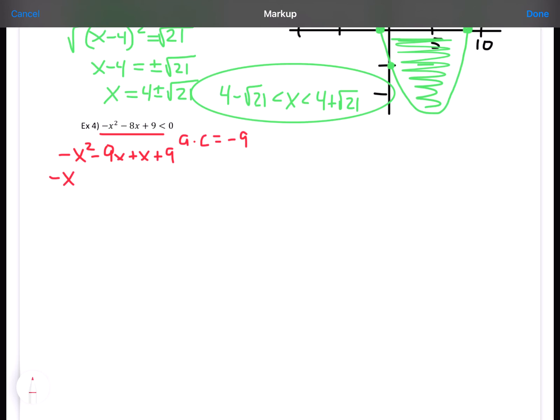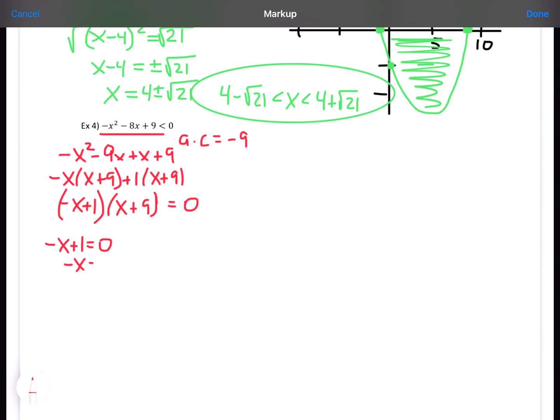I'm going to take out a negative x here and be left with x plus 9. I'll just take out a 1, and we're left with x plus 9. So my factors are negative x plus 1 and x plus 9. I'm going to set it equal to 0 so I can find the intercepts. When I set each of these equal to 0, I get negative x equals negative 1, or x equals 1. And over here, x plus 9 equals 0, or x equals negative 9. So those are my two intercepts. And when I find the function when x is 0, it's just going to be positive 9.